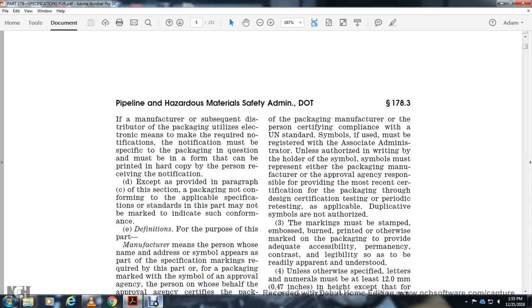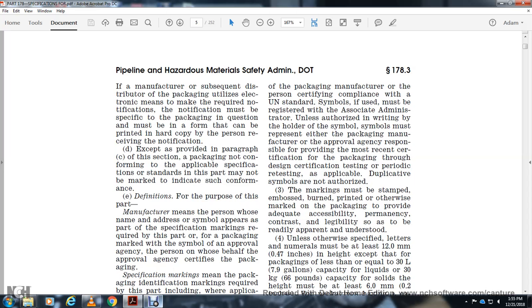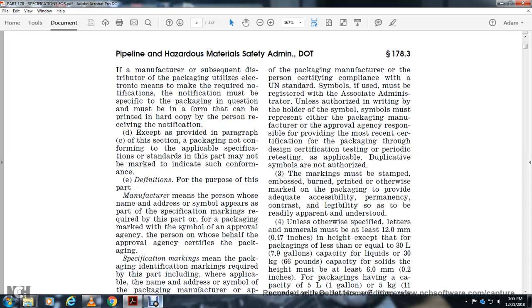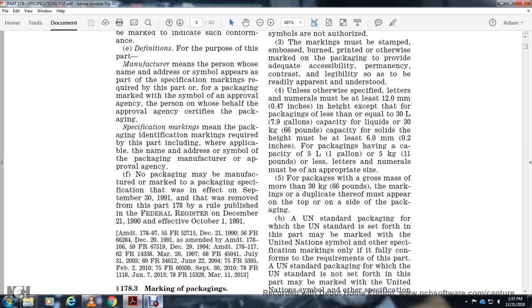Except as provided in paragraph C of this section, a package that does not conform with the applicable specification and standards in this part is not marked as indicating compliance with the requirements of this part. Manufacturer means the person whose name and address appear with the specification markings required by this part. With packaging marked with a symbol, the approval of the agency, the person on behalf of the agency, can certify the packaging. Alright, specification marking means the packaging identification marks required by this part, including the applicable name and address, and the symbol or name of the packaging manufacturer, and the approval of the agency.